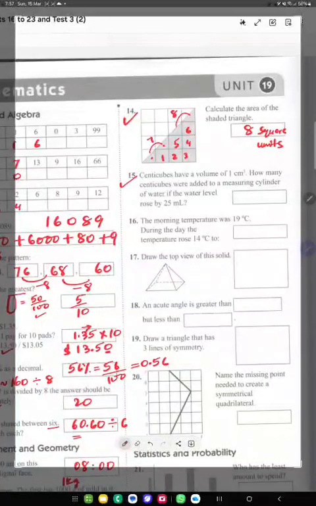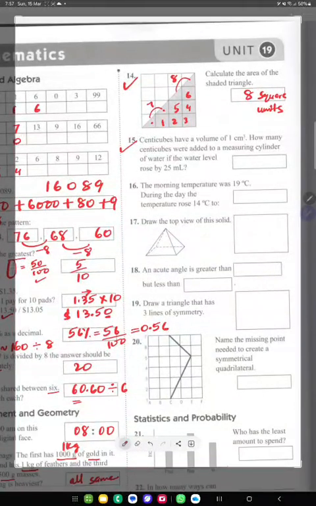Let's move on to question 15. In this question, it's talking about volume. Volume is again the amount of space occupied by a solid. And volume of a centicube is 1 centimeter cube. Like there is this teeny tiny cube with centimeter length. How many centicubes were added to a measuring cylinder of water if the water level rose by 25 ml?